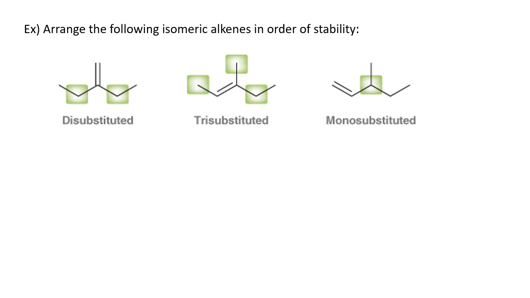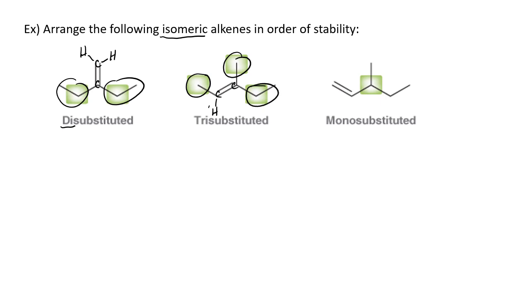Let's look at this example here. We're going to arrange the following isomeric alkenes in order of stability. Isomeric meaning they have the same chemical formula. On our first one, let's look at our alkene, carbon-carbon. We have 2 hydrogens, and then there are 2 non-hydrogen groups about the carbon-carbon double bond. That's why this one's di-substituted. In our next alkene, we have 1 hydrogen. There are 1, 2, 3 non-hydrogen groups. It's tri-substituted.